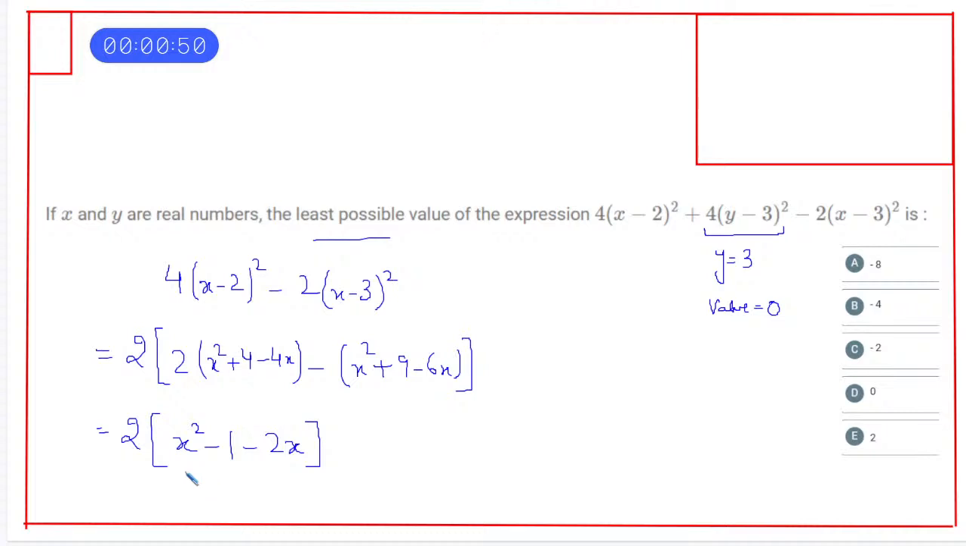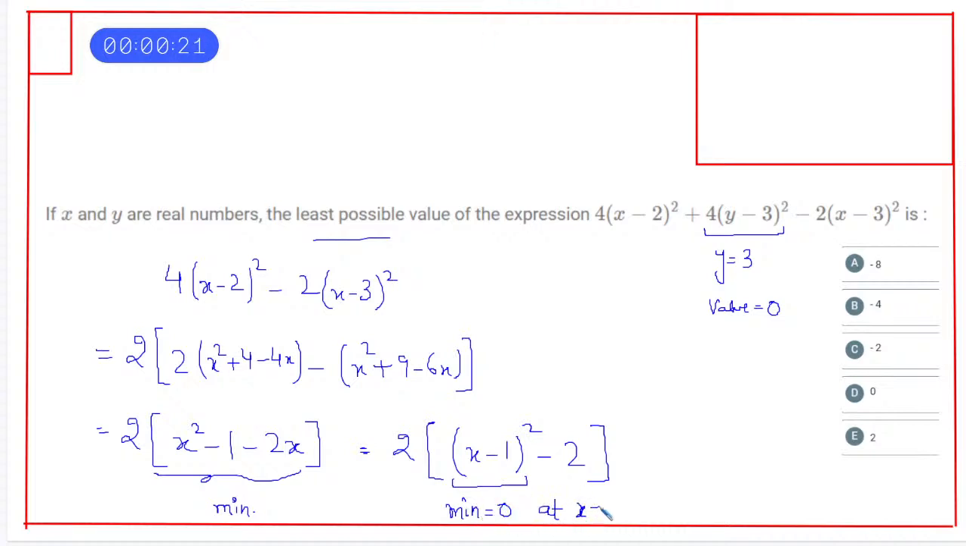So we have to basically minimize this thing, the least possible value of this thing. So I can make it a perfect square again: x minus 1 whole square. So I have to balance it: x square plus 1 minus 2x, so plus 1. And I'll balance it like this. This is how it can be balanced. And this value is 0. The minimum value for this bracket is 0 at x equals 1.